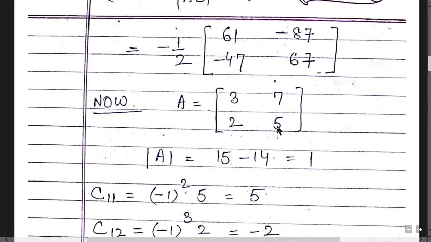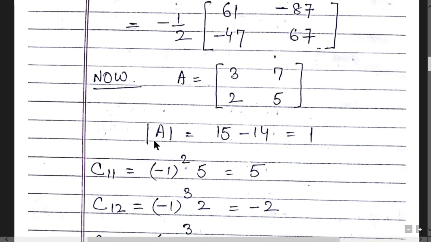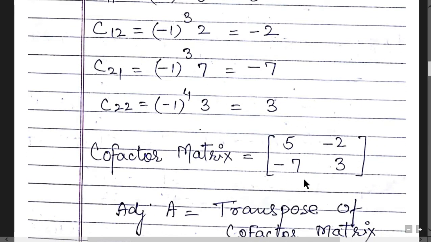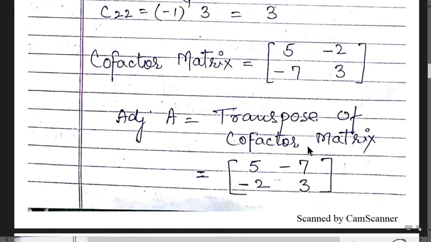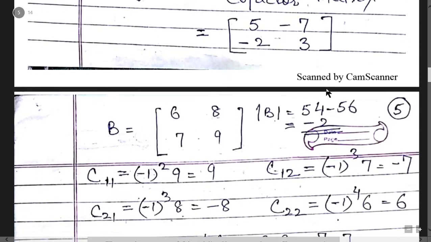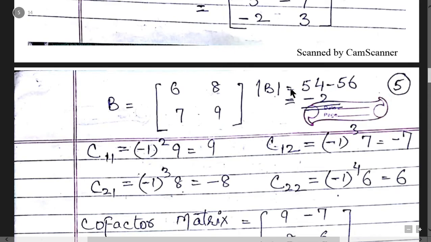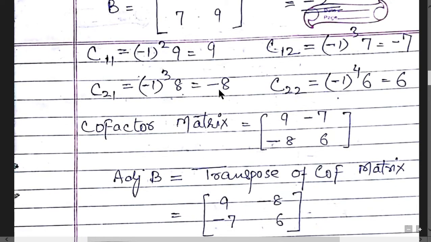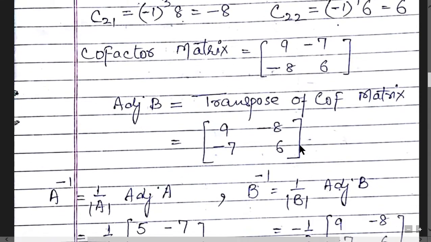Now, what about A? Simply write the value of A. Then calculate A determinant. It's 15 minus 14. Then calculate the cofactors of all the elements. Then design the cofactor matrix. And write the transpose of this cofactor matrix by converting row into column and column into row. Then write B. B modulus is simply 6 into 9, 54, minus 56, the value is minus 2. Then write the cofactors, then cofactor matrix, then take a transpose.